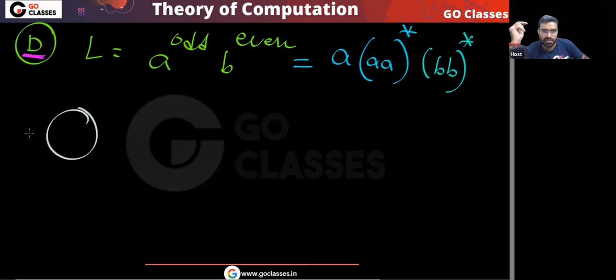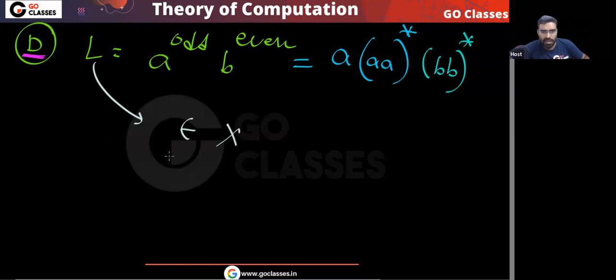Very easily, this is your initial state. Should I make it final state? Please tell me. In this language, what strings are there? See, in this language, empty string is not there. Can I create this string? This string is also not there. There should be at least one A.